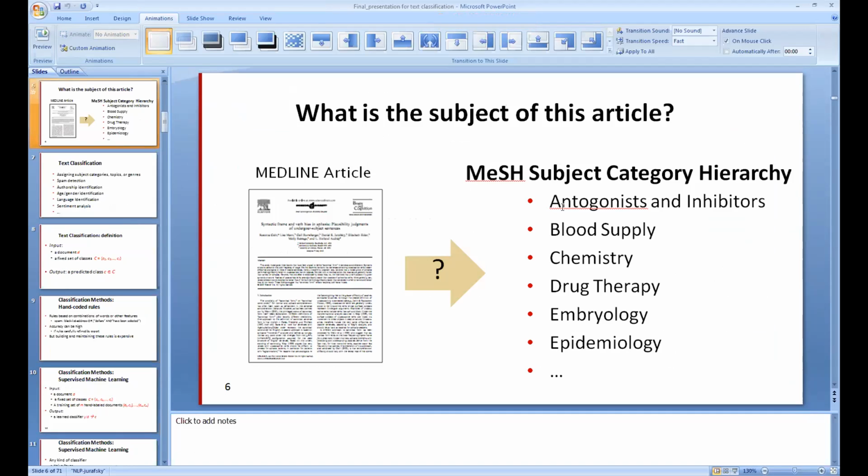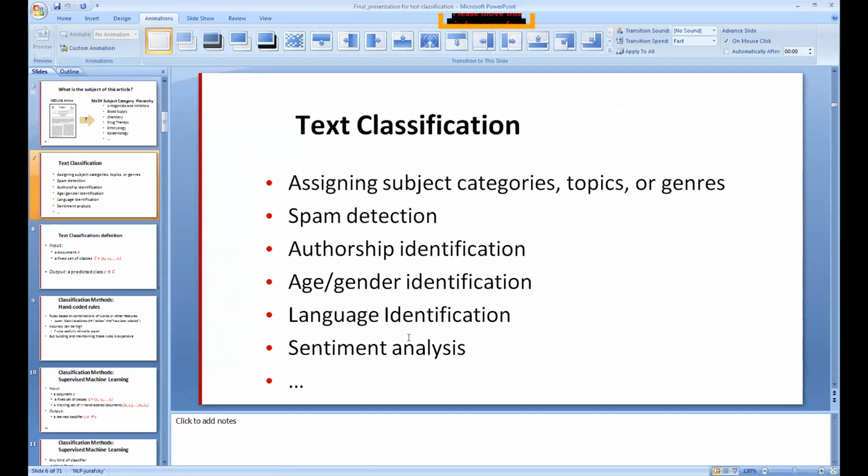This is another application. Based on the article, this is a major, very highly demanding application, guys. Nowadays most of the journals and review systems are trying to implement this article identification system. It is used to categorize the available articles, whether they come under chemistry or under drug therapy, based on the bag of words presented in the articles. So this is text classification.